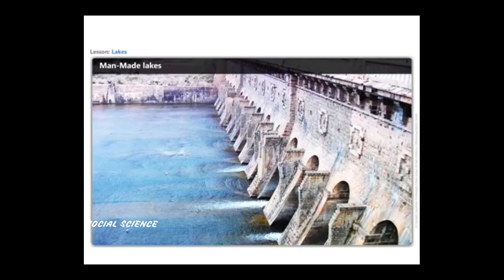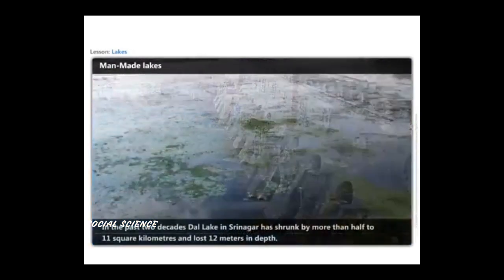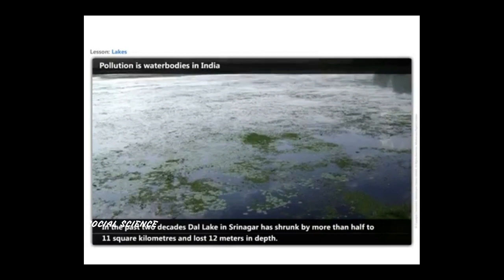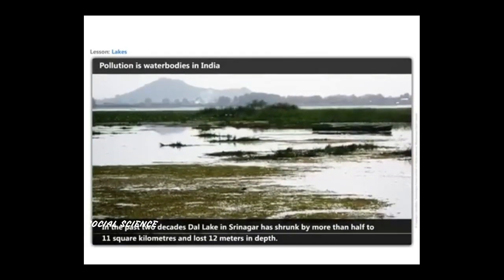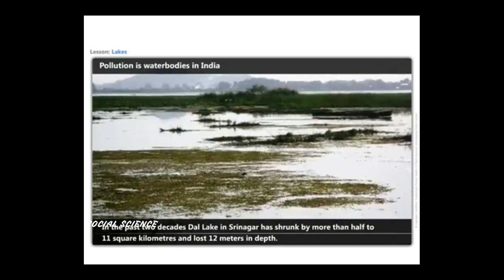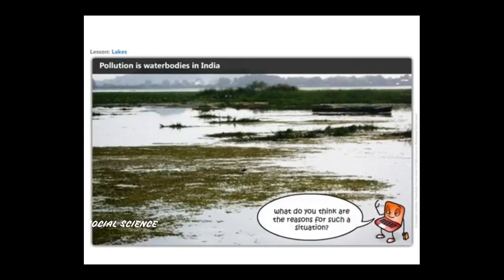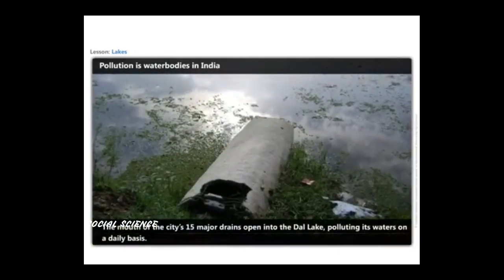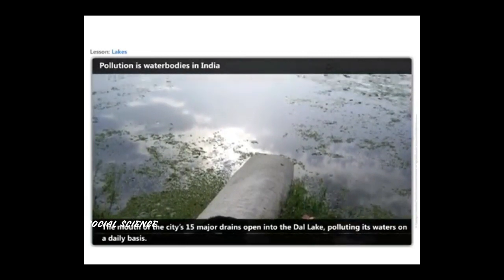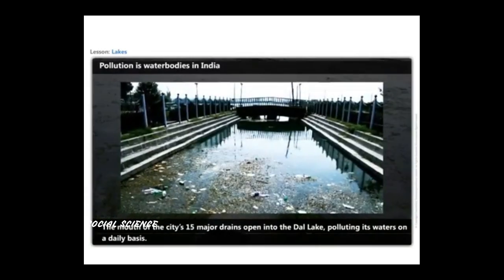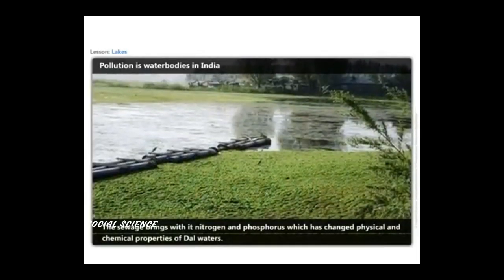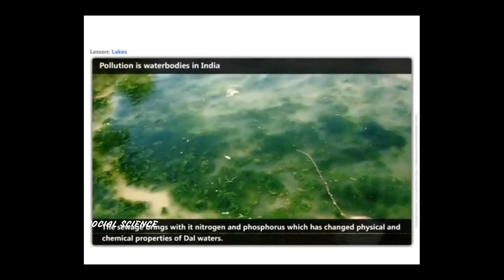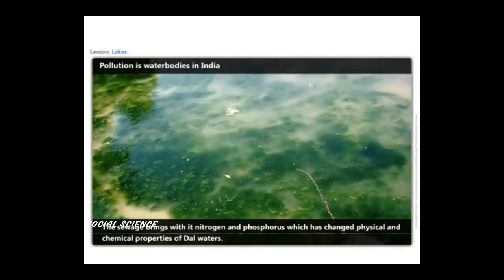But do the lakes have their previous glory? In the past two decades, Dal Lake in Srinagar has shrunk by more than half to 11 square kilometers and lost 12 meters in depth. What do you think are the reasons for such a situation? The mouths of the city's 15 major drains open into the Dal Lake, polluting its waters on a daily basis. The sewage brings with it nitrogen and phosphorus, which has changed the physical and chemical properties of the lake water.